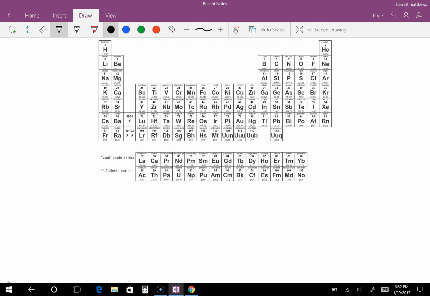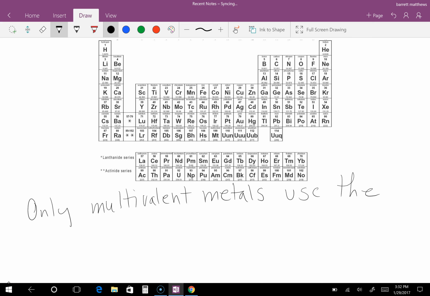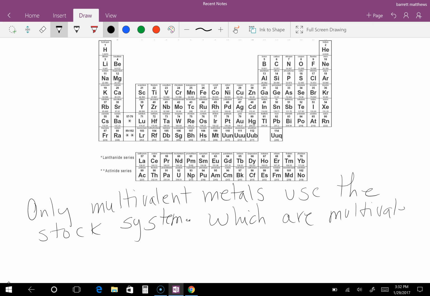So, which metals are in fact multivalent? There are only a few that we're going to look at, and so we're going to identify them on the periodic table. The reasoning behind this is you would not want to use the stock system numbers on metals that are not multivalent. So it's important to know which ones you should use Roman numerals on and which ones you should not.